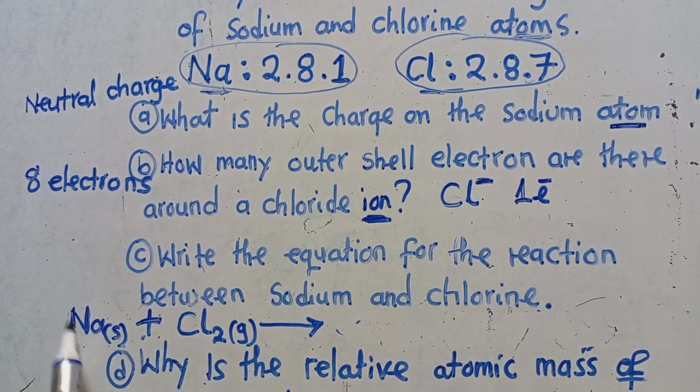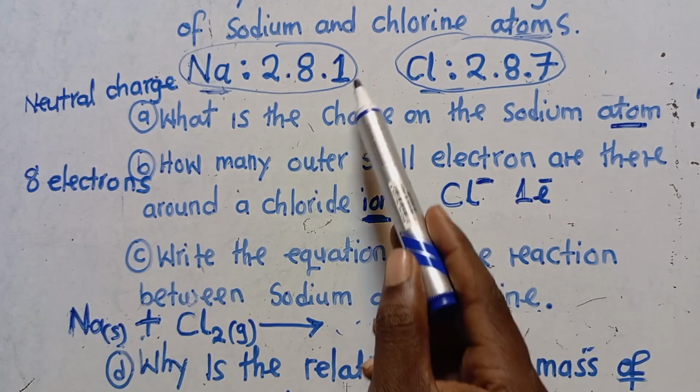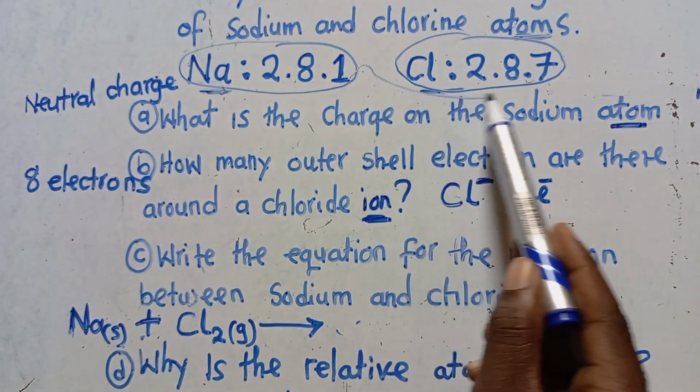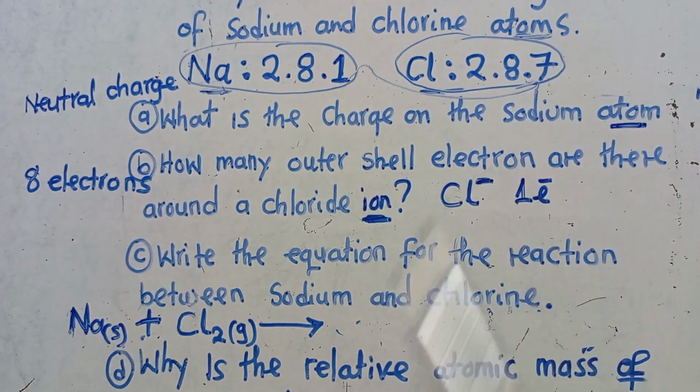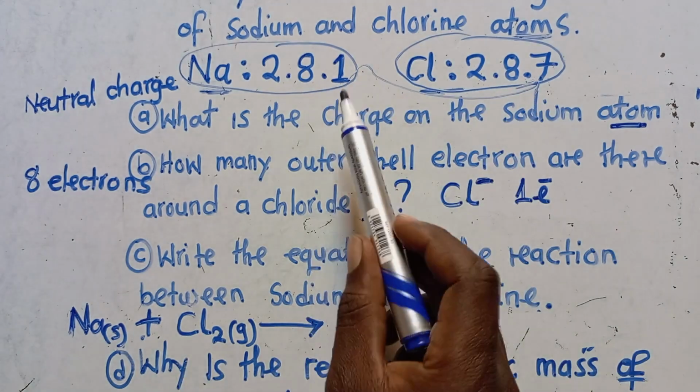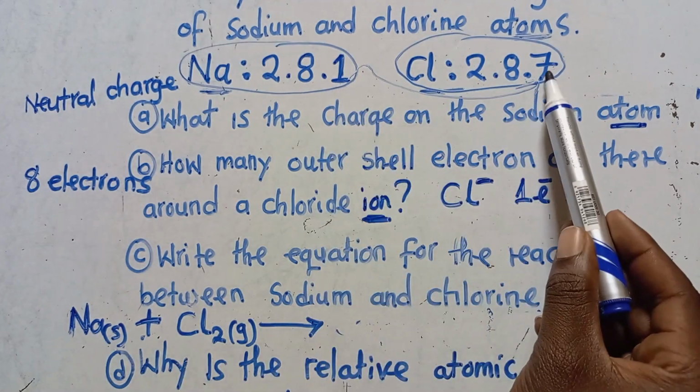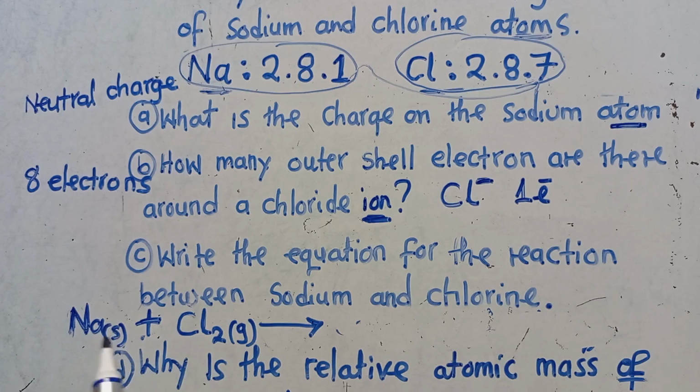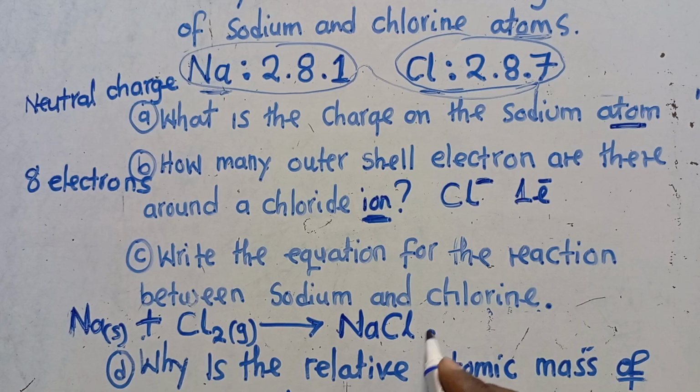This one has 1 electron in its outermost shell, meaning it is going to lose this one to that chlorine there. Have you seen? Meaning that this one is losing 1, this one is gaining 1. So they are having 1 positive, 1 negative. Even if they interchange, nothing is going to change. So we are going to form sodium chloride like this, which is aqueous. This is what we are going to do.